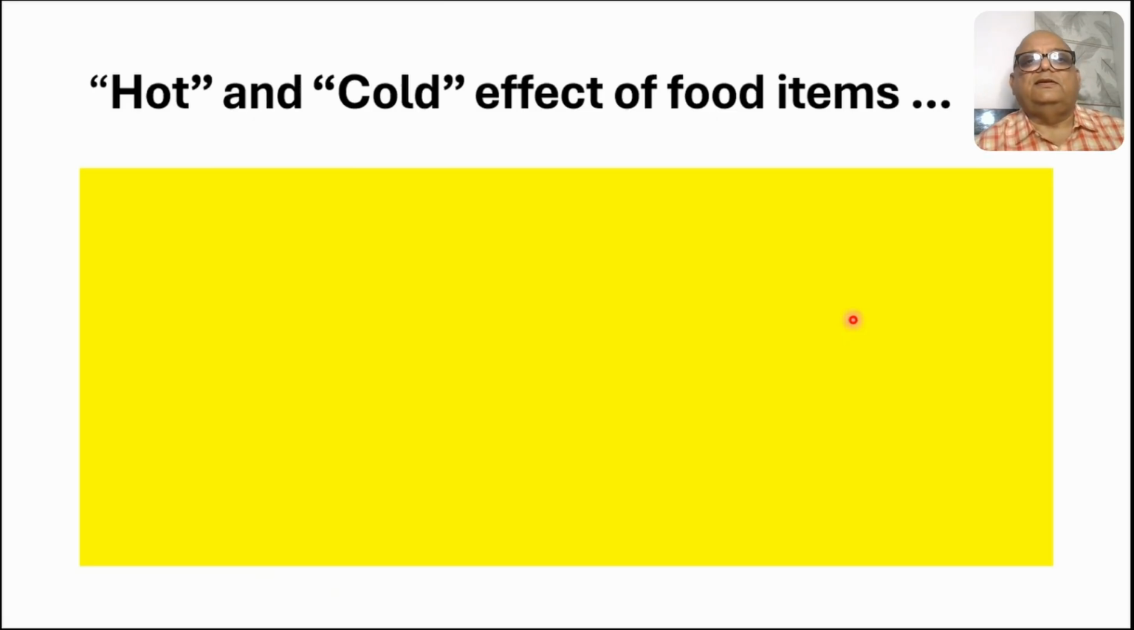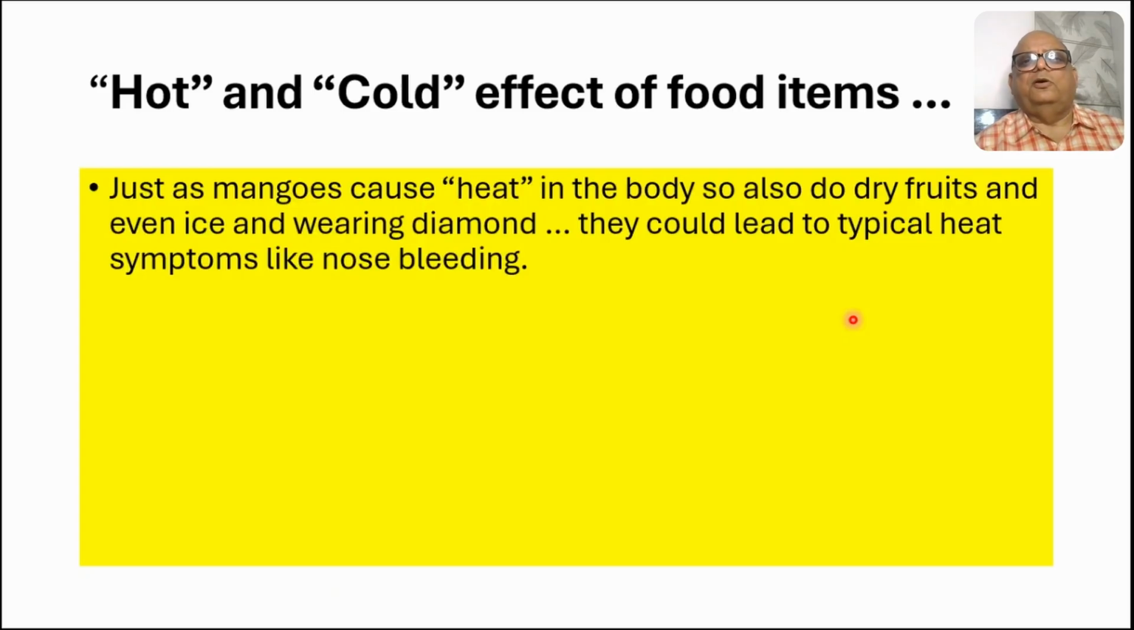So, conventional wisdom says that there are hot food items and cold food items, which our dietitians don't recognize, because they don't go beyond proteins, fats, vitamins, carbohydrates. Just as mangoes produce heat in the body, so also dry fruits do. Even ice does. Ice is hot. Ice cream is cold, but ice is hot. Wearing diamond produces heat, the effect of summer. Wearing gold is hot. Wearing silver is cold. Wearing pearls is cool. So the materials, the gems, the foodstuff, they are all acting as data to the body and they are preparing the body for either summer or winter.